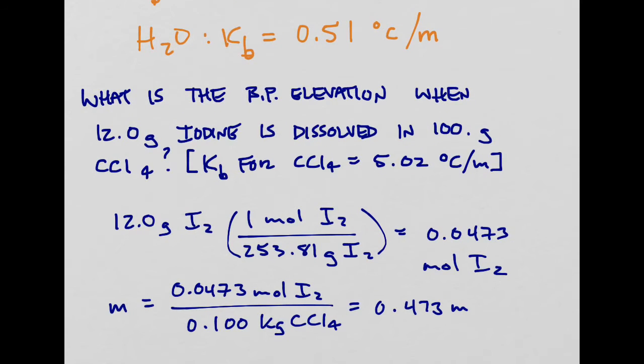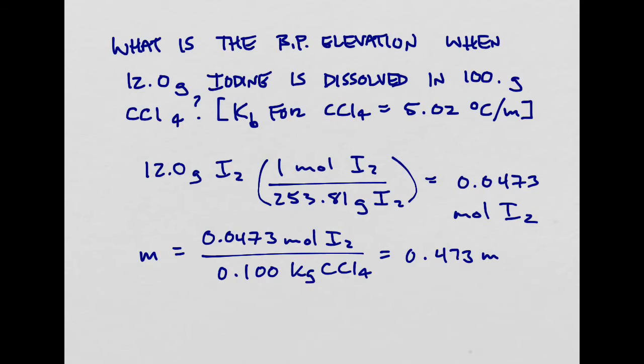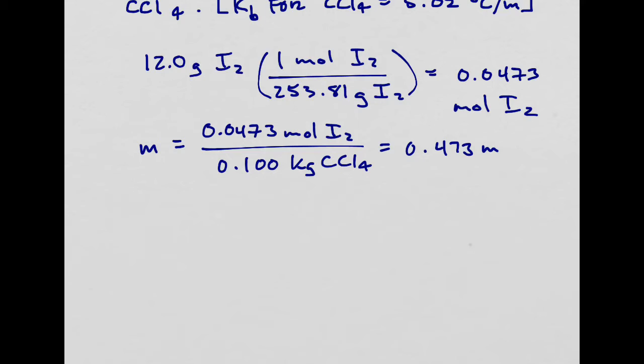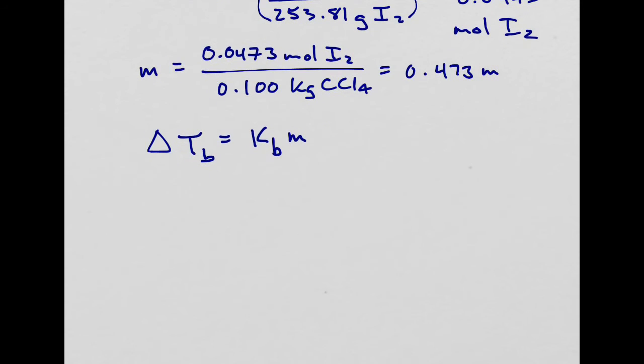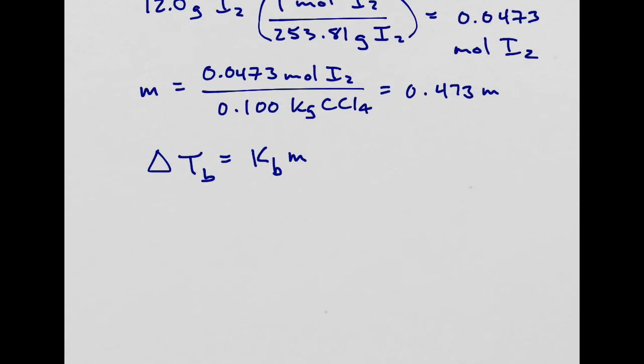So let me copy this whole thing and move to another page. Then I'm going to use that equation that I just gave you moments ago: delta T sub B is going to equal the constant for that particular solvent times the molality of the solution that you're working with. And we know the constant, since I gave that to you in the problem, as 5.02 degrees C per molal, and now we know the molality.